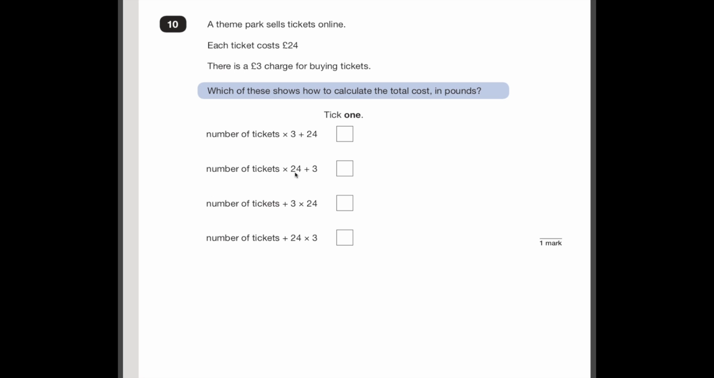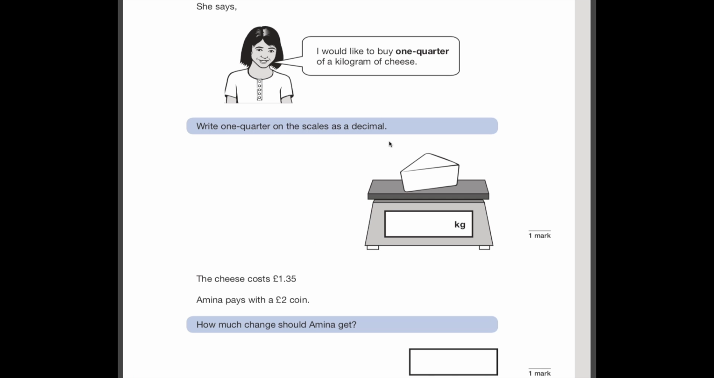Number of tickets multiplied by 24 plus 3. So that one is your correct answer. Okay, number 11. Amina is shopping. She says, I would like to buy 1/4 of a kilogram of cheese. Write 1/4 on the scales as a decimal.